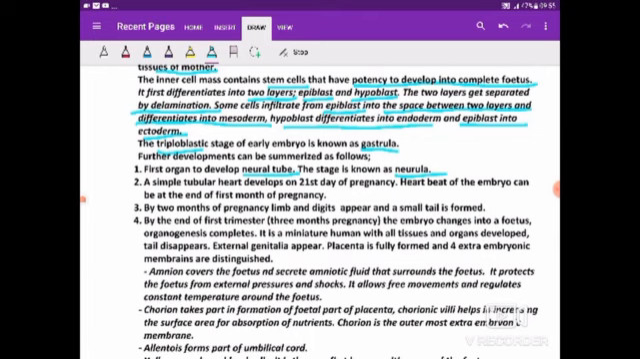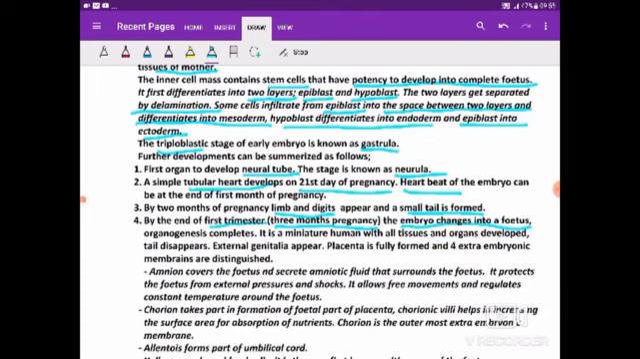And then on the 21st day of pregnancy, what we see is a tubular heart develops. By the end of the first month of pregnancy, even the doctors can detect the heartbeat of the embryo. By 2 months of pregnancy, limbs and digits develop, and also a small tail is formed. By the end of the first trimester, that is the first 3 months of pregnancy are completed, we see that the embryo changes into fetus.